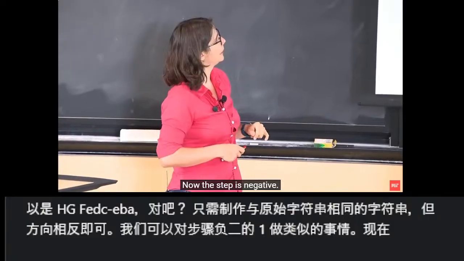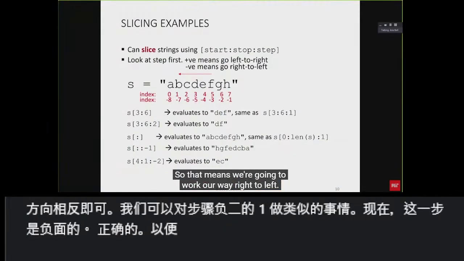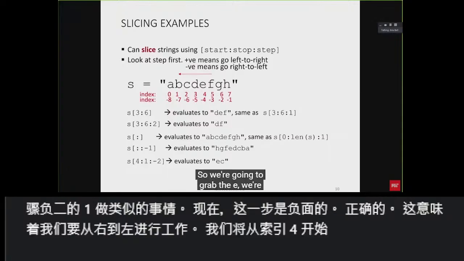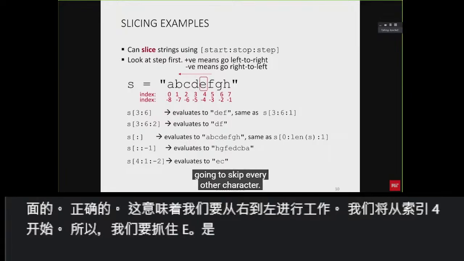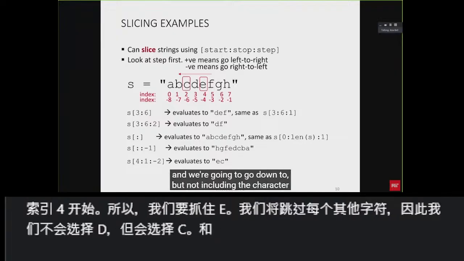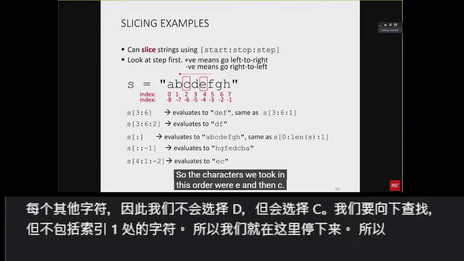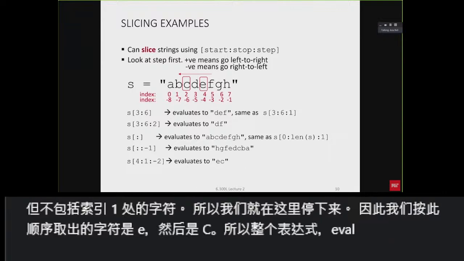Now the step is negative, right? So that means we're going to work our way right to left. We're going to start at index 4, so we're going to grab the E. We're going to skip every other character. So we're not going to take the D, but we will take the C. And we're going to go down to, but not including, the character at index 1. So we're going to stop right here. So the characters we took in this order were E and then C. So this entire expression evaluates to EC.